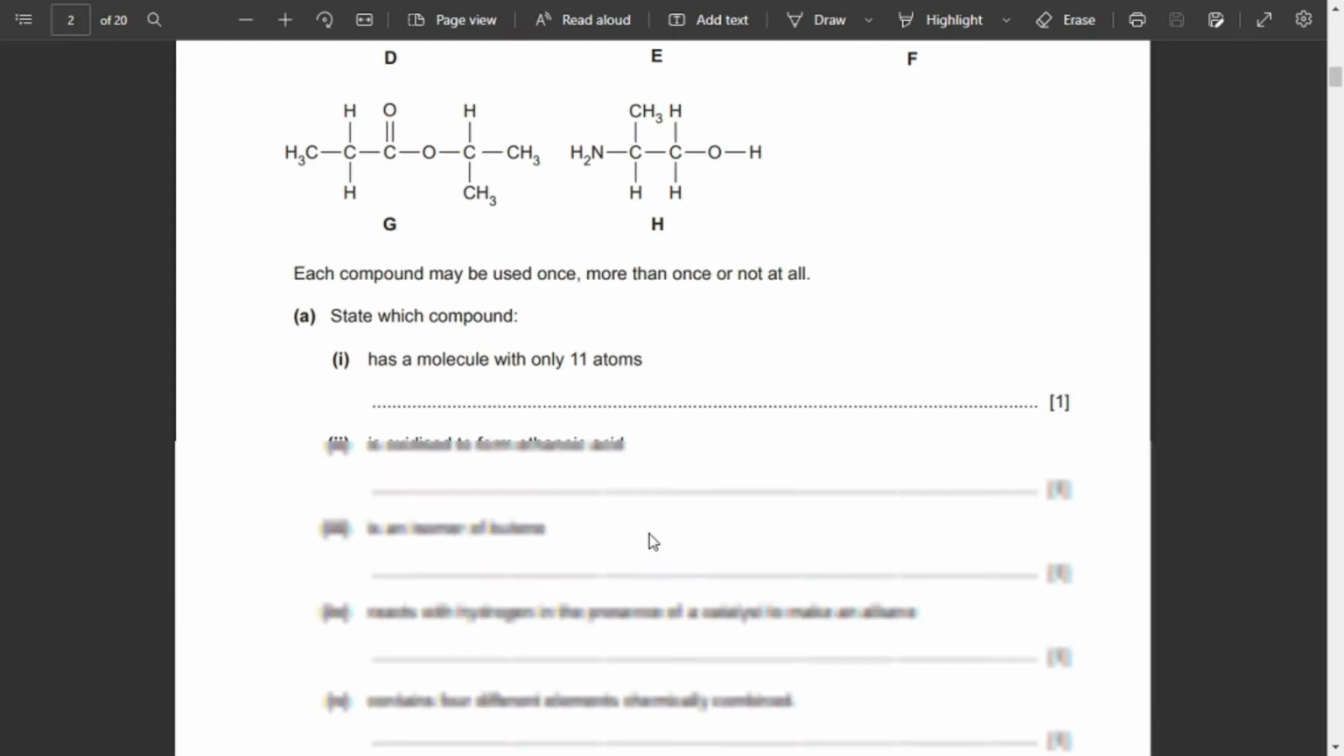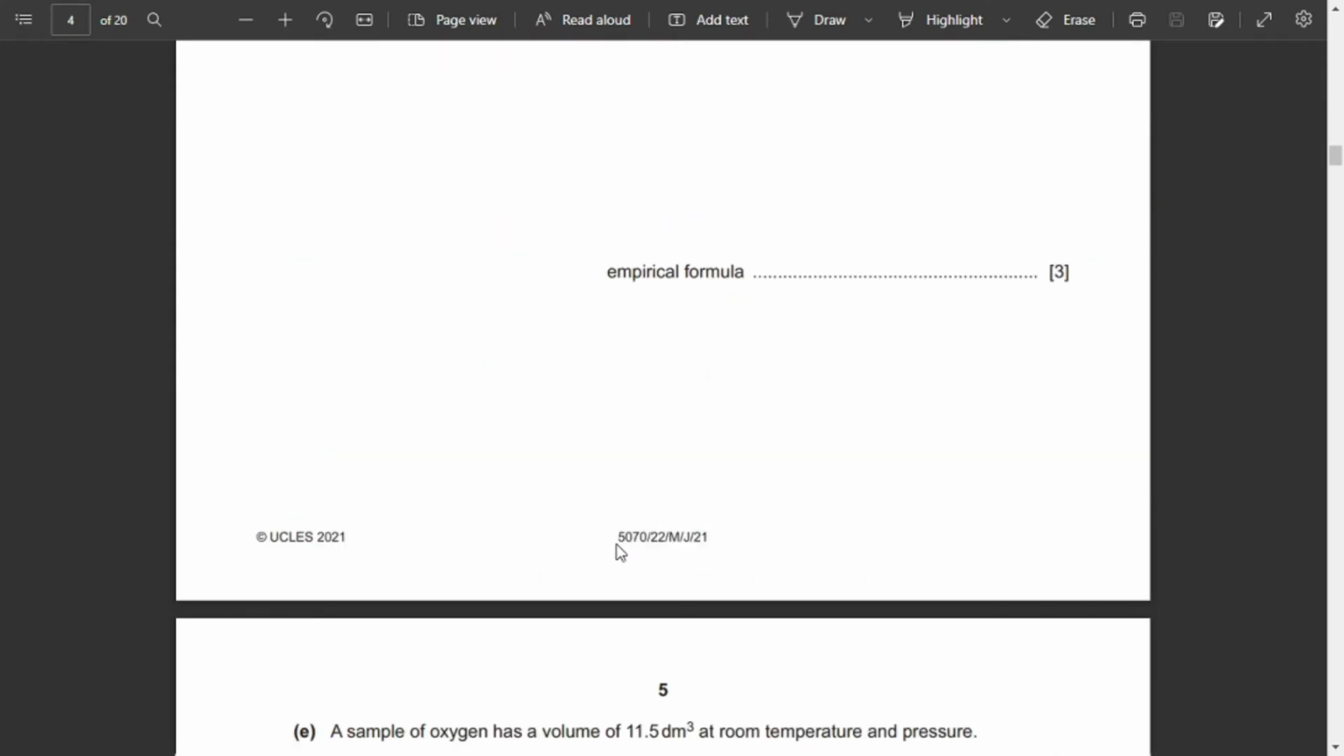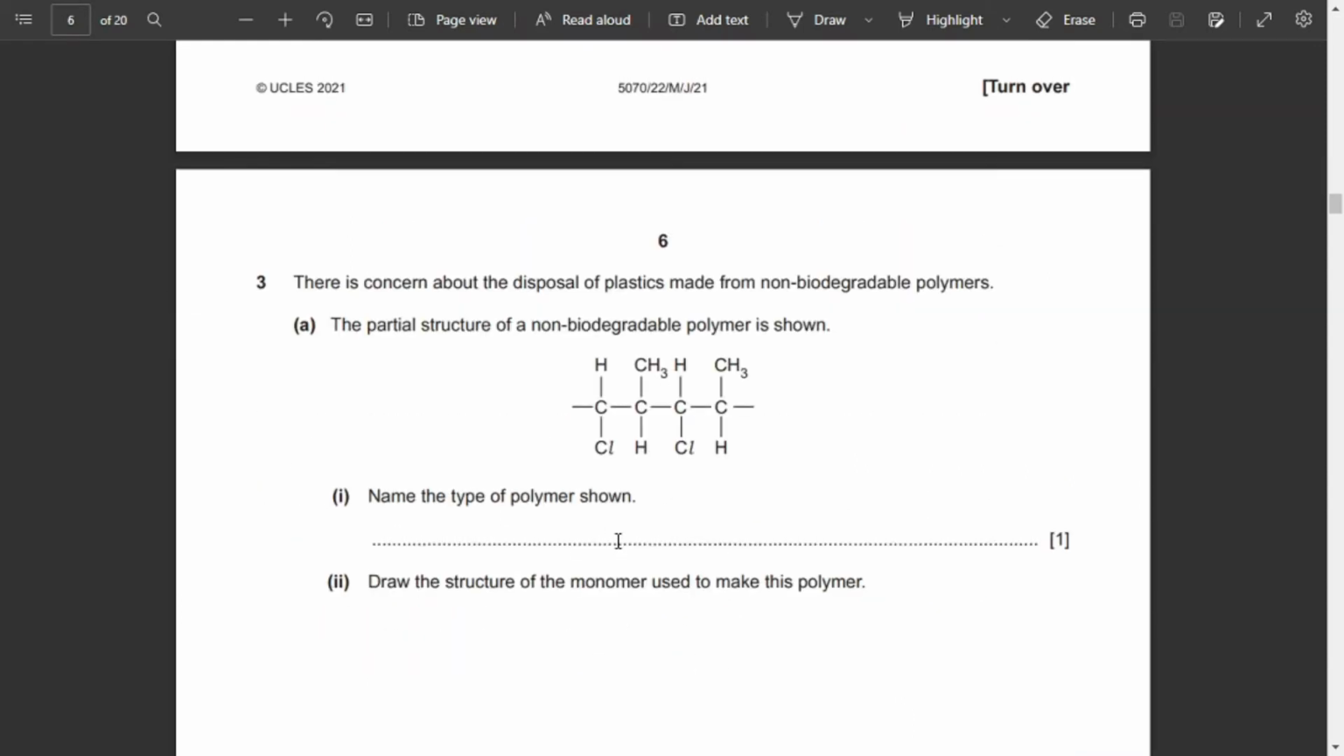So without any further ado, let's continue from where we left the last time. That is, we did question number 2 completely. Question number 1 and question number 2 are solved. Moving on with question number 3.